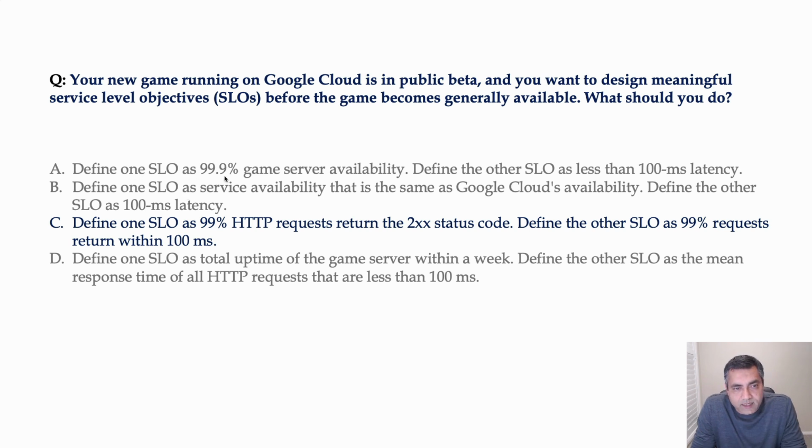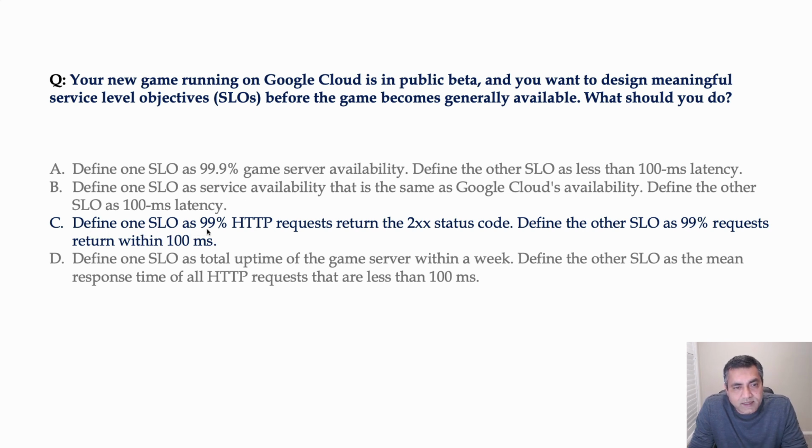A, define one SLO as 99.9% game server availability. Define the other SLO as less than 100 millisecond latency. It's incorrect because it doesn't clearly define how to measure both the availability and latency. B, define one SLO as service availability that is the same as Google Cloud's availability. Define the other SLO as 100 millisecond latency. It's incorrect because Google Cloud availability has an impact on customer availability, but it is only one factor. Also, for different Google Cloud products, the availability could be different.